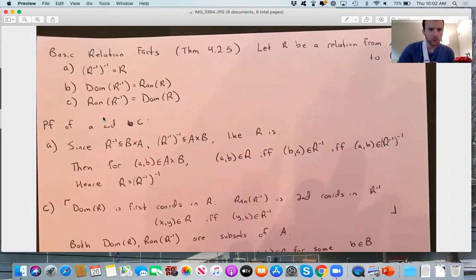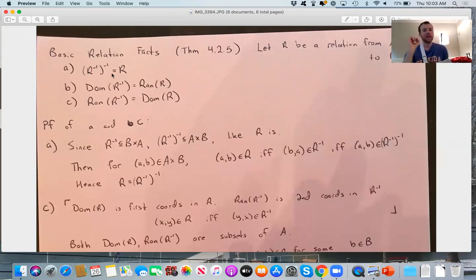So I'll prove A and C. B is in the textbook, so you can read that there. But I think, after seeing what the proof of C looks like, maybe try to prove B by yourself and then compare it to what's in the textbook as a check of how well you understand these proofs involving relations.